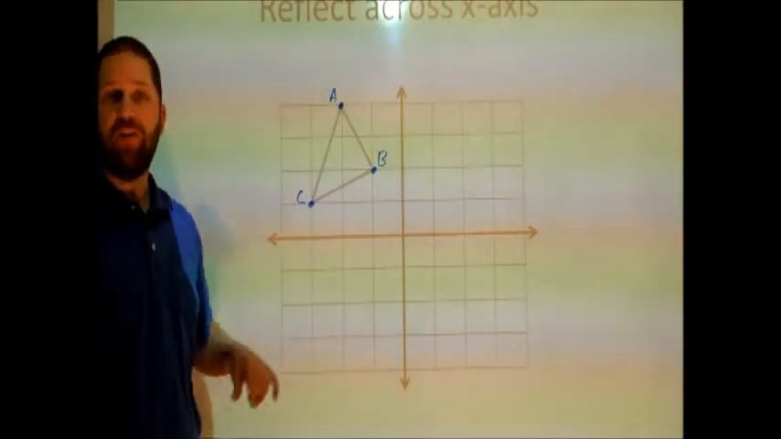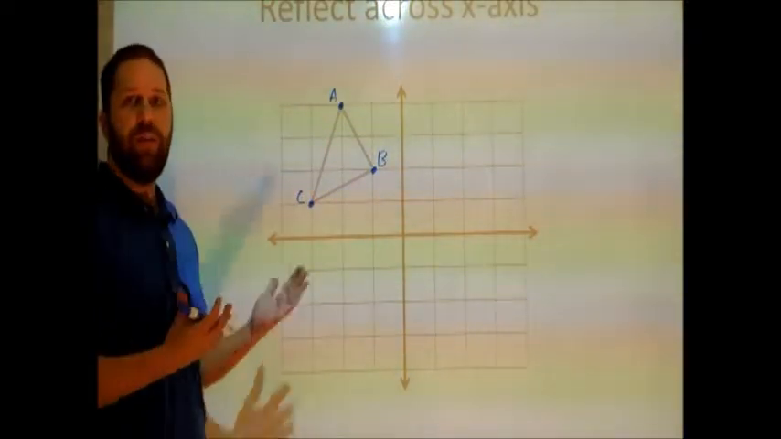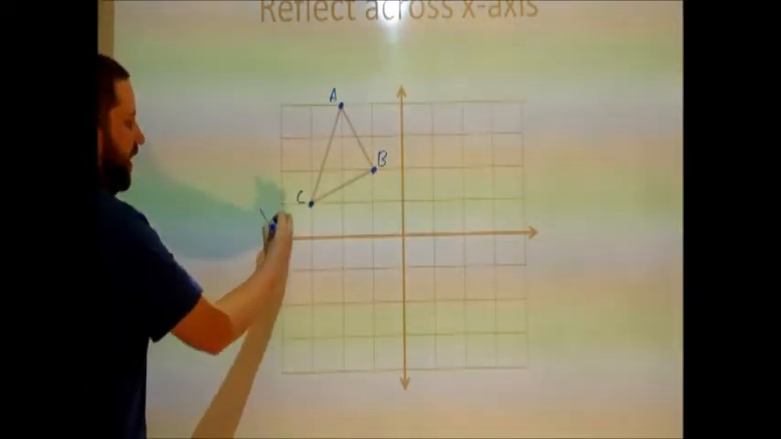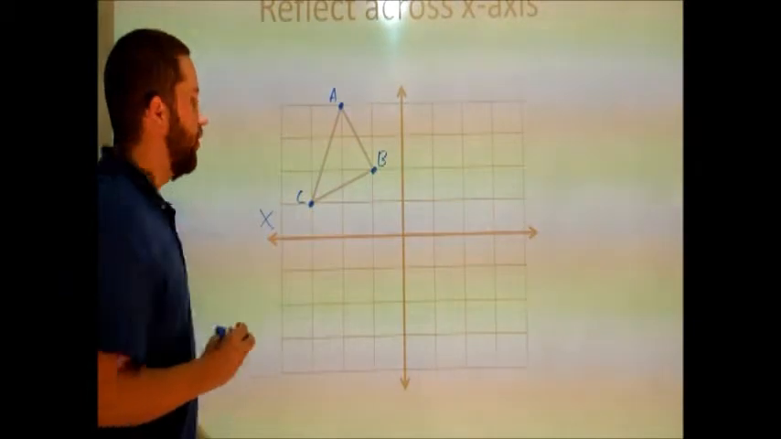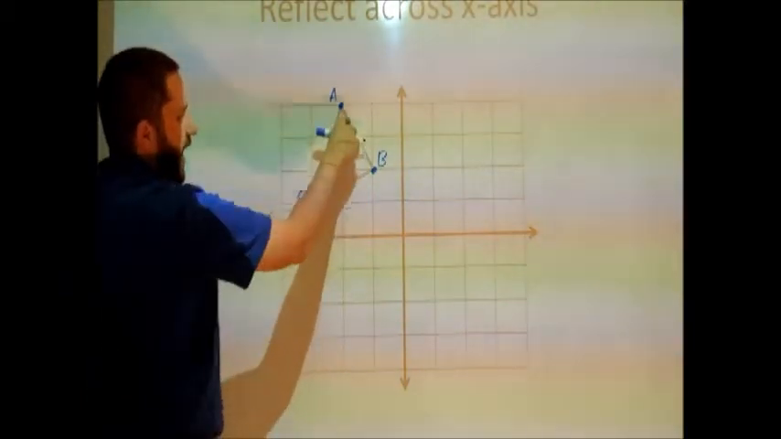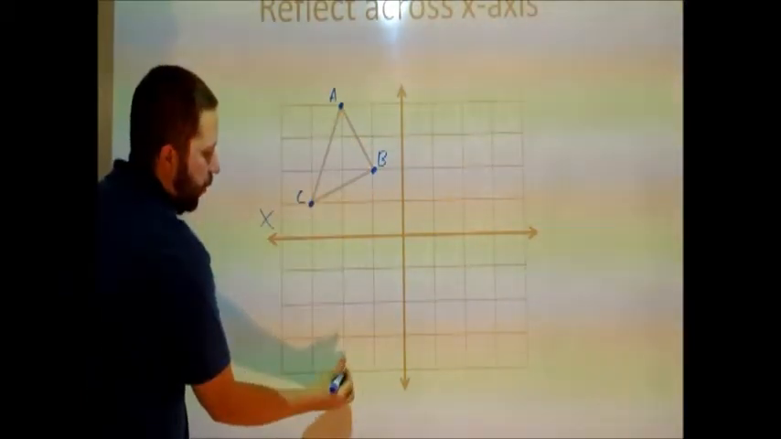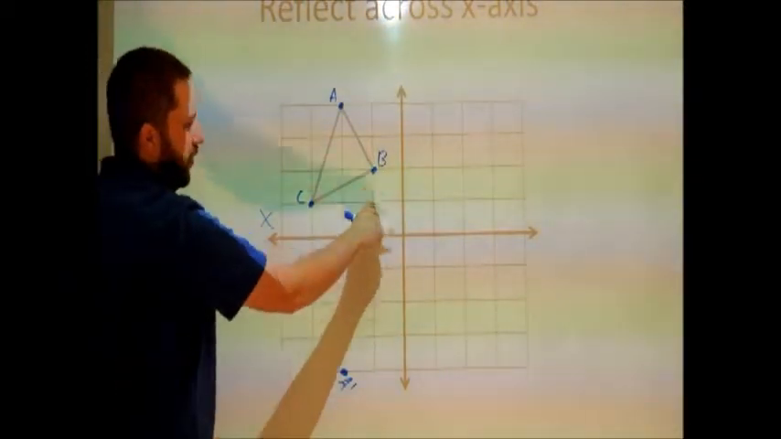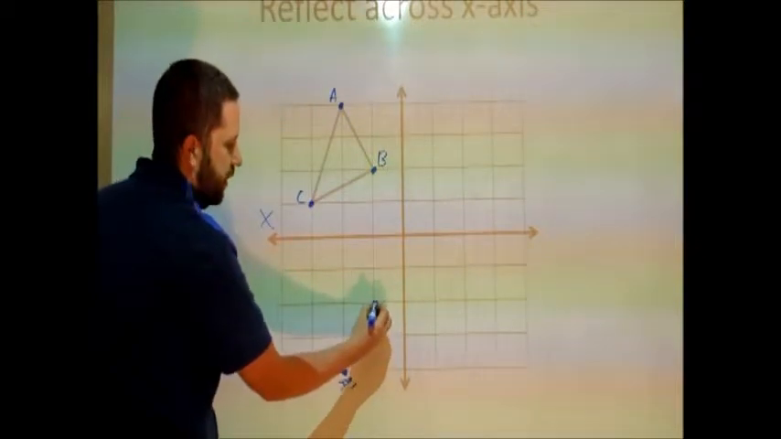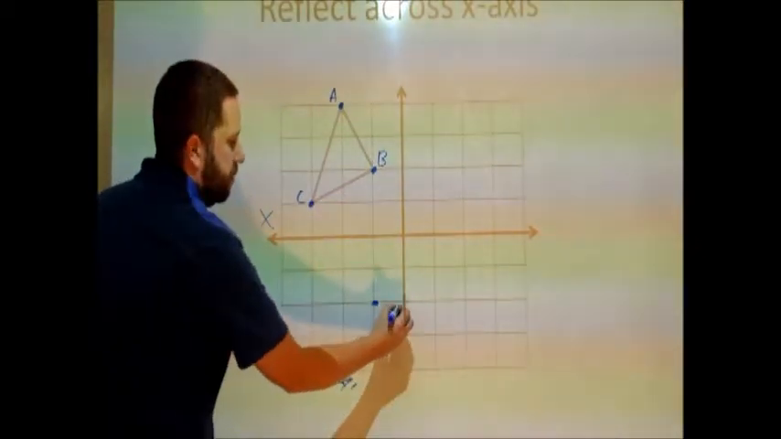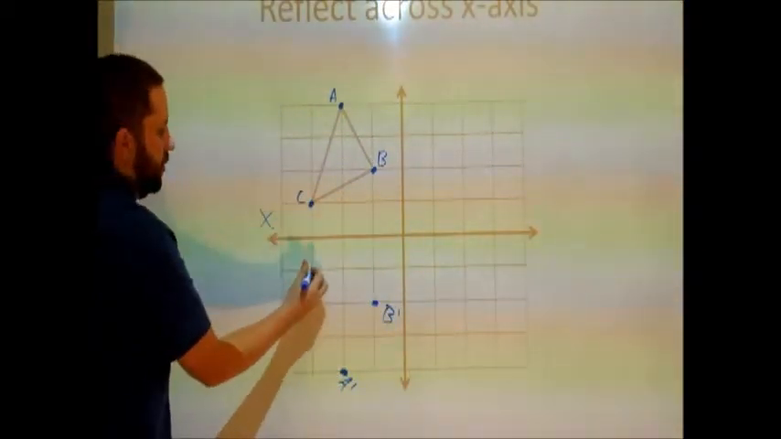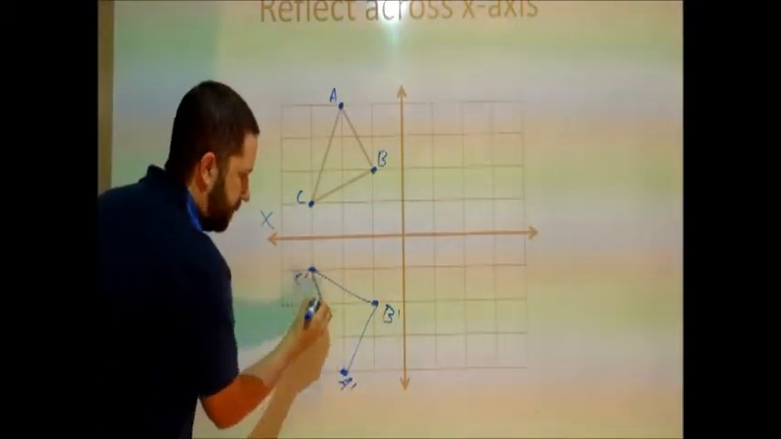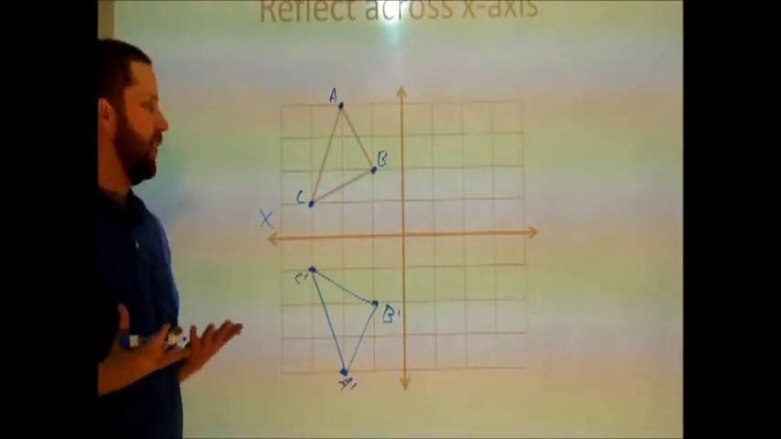To reflect across the x-axis, we're going to do the same thing we did with the y-axis, except now we're going to go top to bottom, because the x-axis runs across horizontally. So we're going to take A. A is 4 points up, so we're going to go 4 points down to get A prime. B is 2 points up, so we're going to go 2 points down and get B prime. And then C is 1 up, so we're going to go 1 down to get C prime. Connect my points, and I have a reflected triangle.